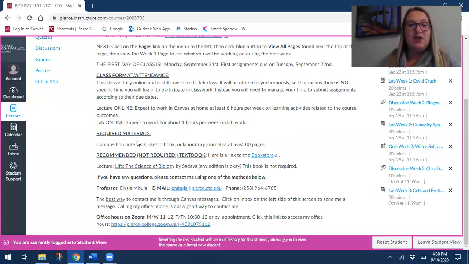You will need a composition book, sketchbook, lab journal, something like that, of about 80 pages or so to put some of your lab drawings and information in. That will be something that you'll take pictures of and upload those pictures, or take a video of you showing me what you've done and upload the video. So that's the materials that you need for this class.